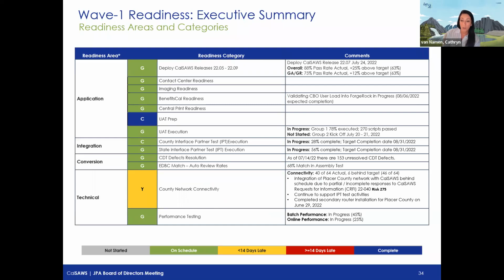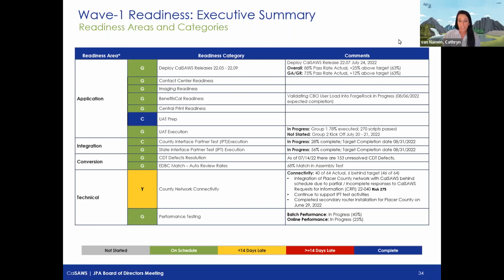So now what you're seeing right now is the executive summary of the dashboard. Before we dive right in, I'll go ahead and just orient you to the structure of the executive summary. There are 7 readiness areas that we measure activities across the CalWin migration. Those 7 readiness areas include application, integration, conversion, technical, organizational, training, and then implementation.